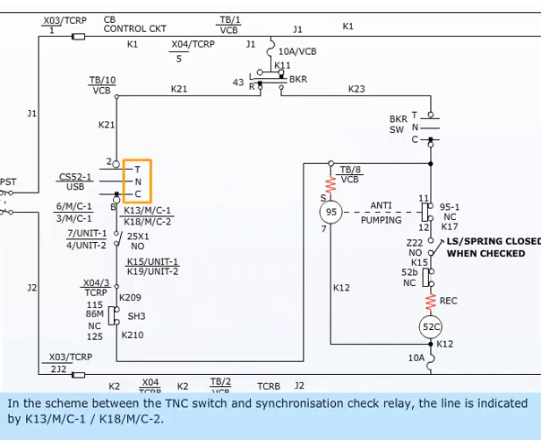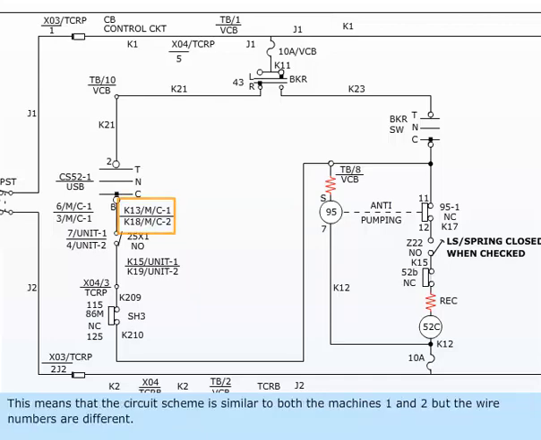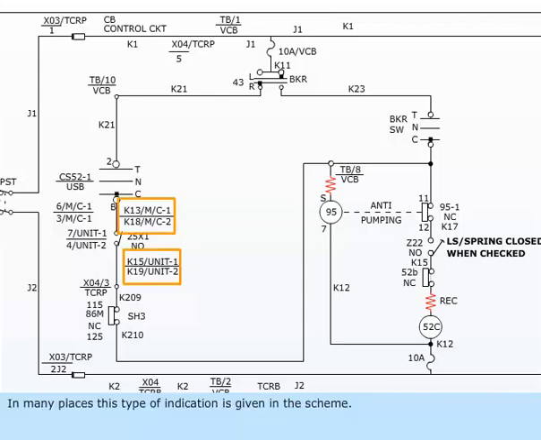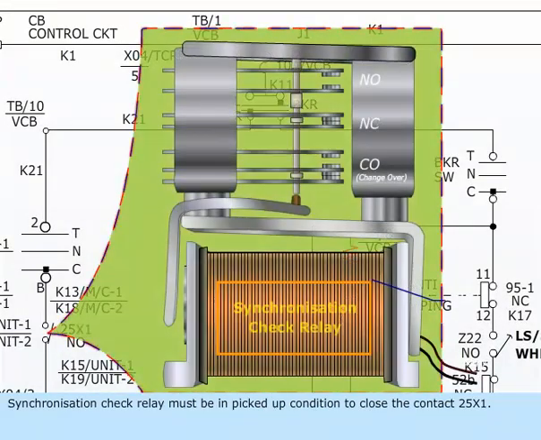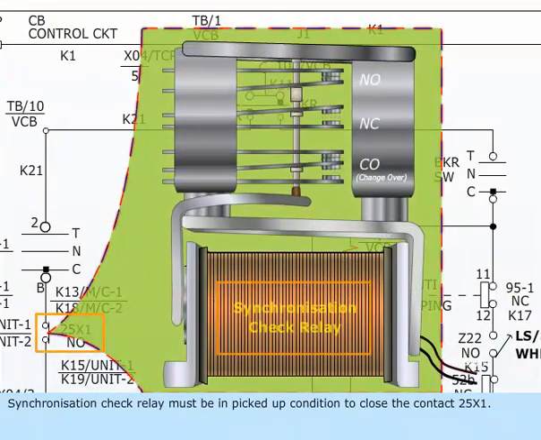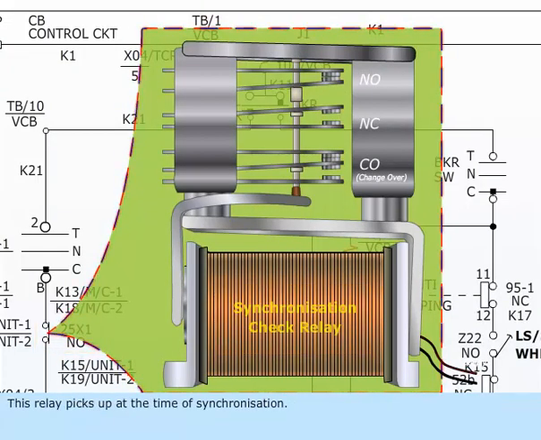In the scheme between the TNSC switch and synchronization check relay, the line is indicated by K13 by M by C-1 by K18 by M by C-2. This means that the circuit scheme is similar for both the machines 1 and 2, but the wire numbers are different. In many places, this type of indication is given in the scheme. Synchronization check relay must be in picked up condition to close the contact 25x1. This relay picks up at the time of synchronization.